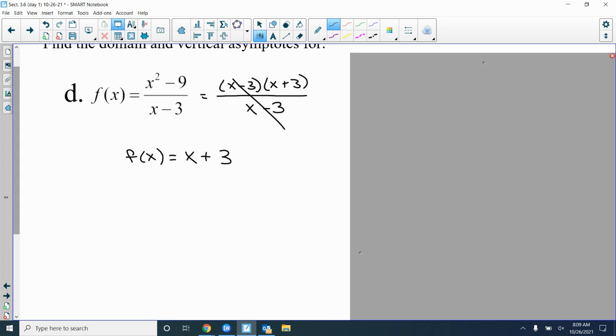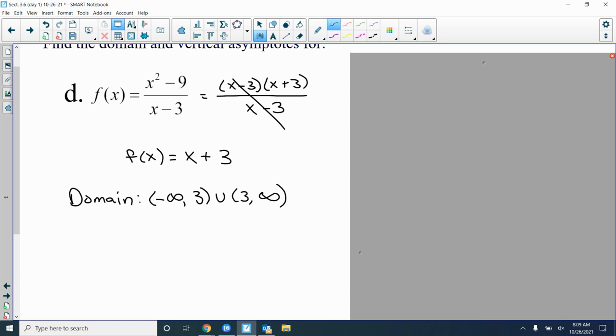Now for our domain, this is what the graph is going to look like. x plus 3 is what type of graph? Linear, a straight line. But you have to take a look: can I plug 3 into the original function? Because what happens? I get 3 minus 3, which is 0. So you still have to throw out 3 from the domain. The domain is going to be negative infinity to 3 union 3 to infinity.